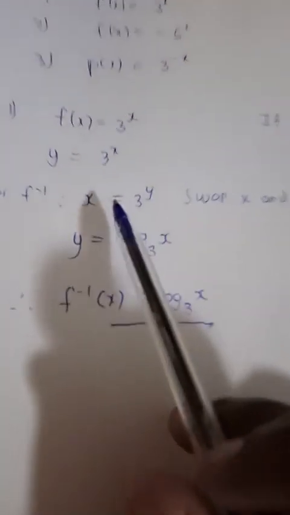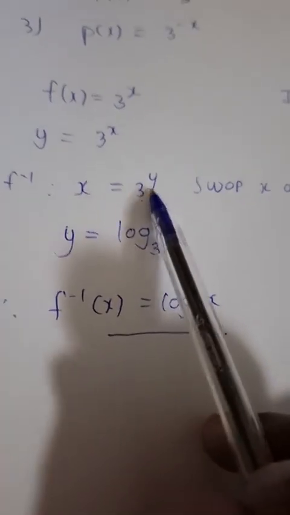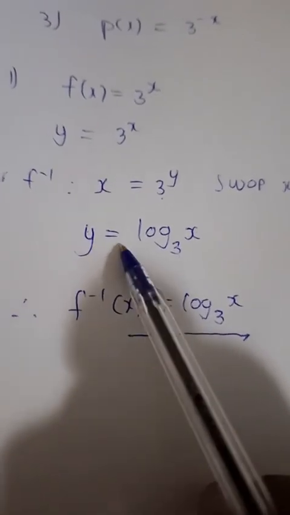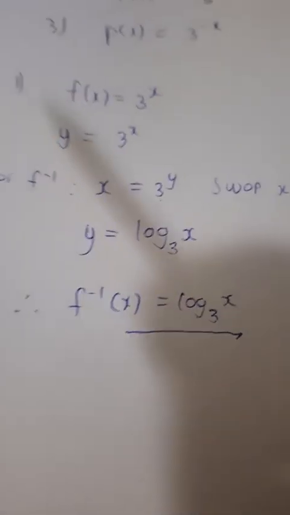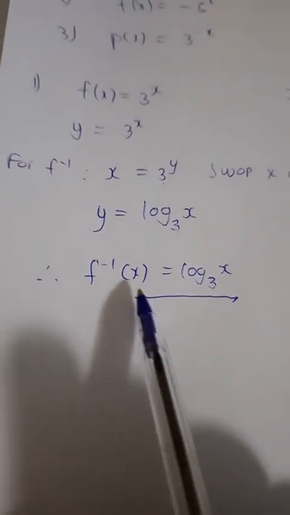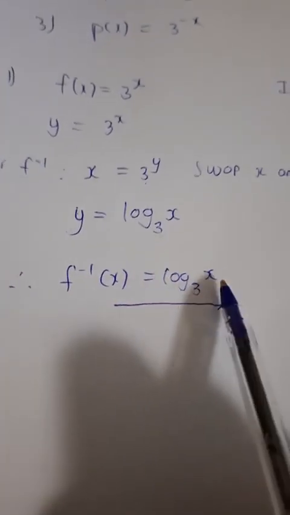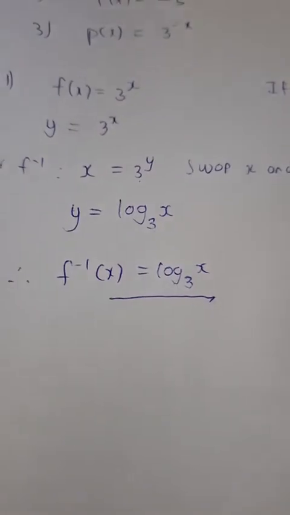So we read this as y is equal to log x base a. Therefore this means that x is equal to 3 to the power y becomes y is equal to log x base 3. So the inverse of the function can be expressed as log x base 3. Let's look at number 2.